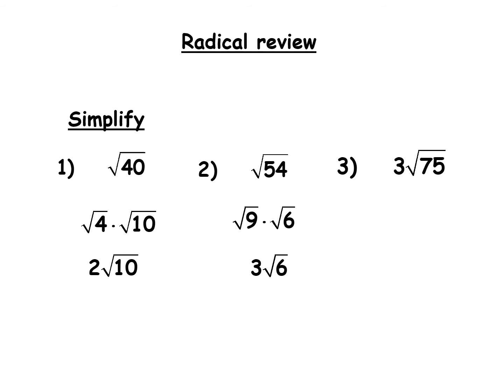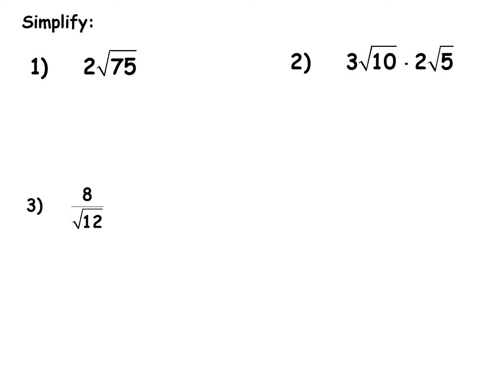So let's try this one now. I'm going to ignore the 3 out front for just a minute, and I'm going to simplify the 75. So I know 25 times 3 would equal 75. So I'm going to just keep the 3 out front for a minute. So I've got the square root of 25 times the square root of 3. The square root of 25 is 5. So I have 3 times 5 times the square root of 3, but 3 times 5 is 15. So now I've simplified that radical. Why don't you put the video on pause and see if you remember how to do these.